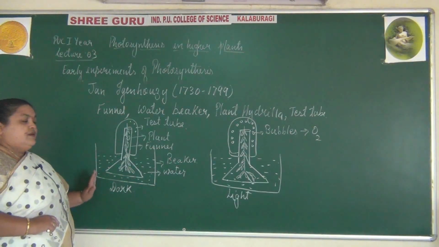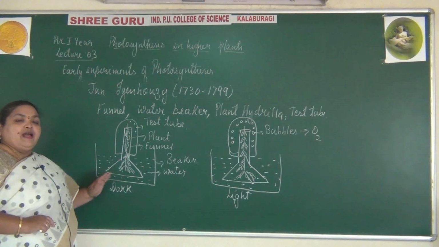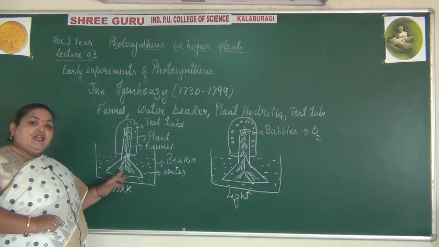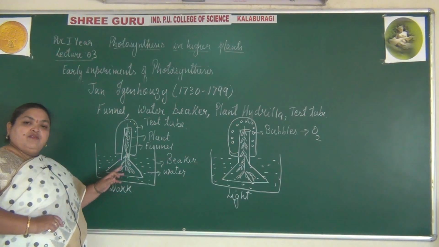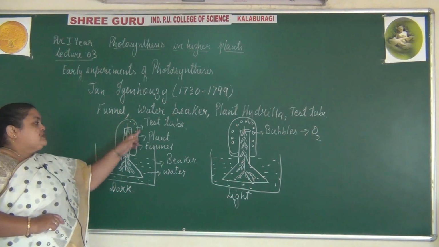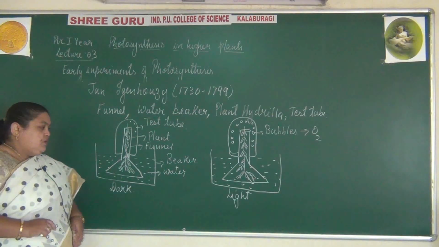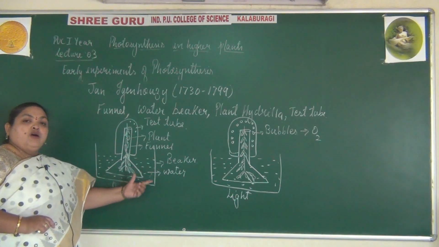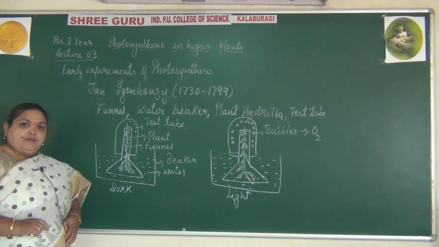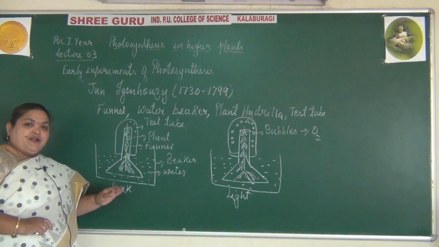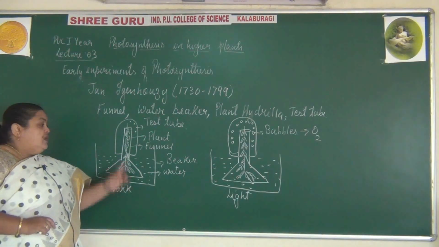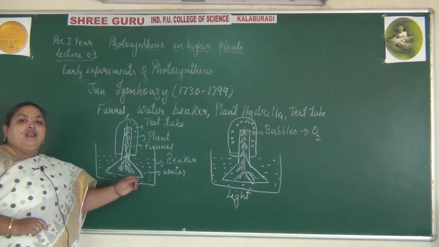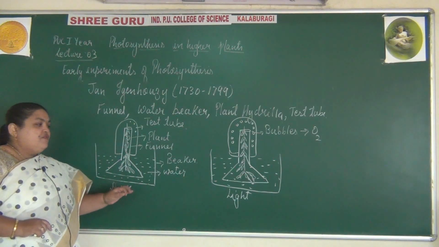In the dark room, there was an absence of light. The plant was inserted into the inverted funnel, the stem was covered by the test tube, and the whole plant was placed in a beaker or a trough containing water. There was carbon dioxide, there was water, the plant had chlorophyll, but there was no source of light.